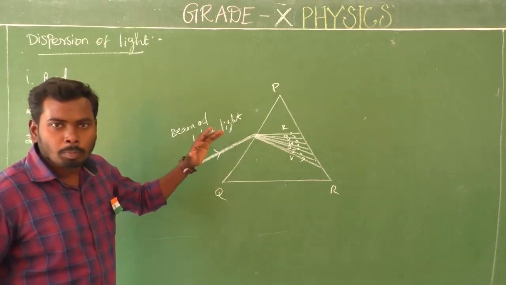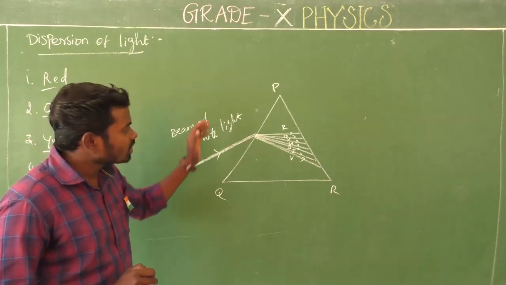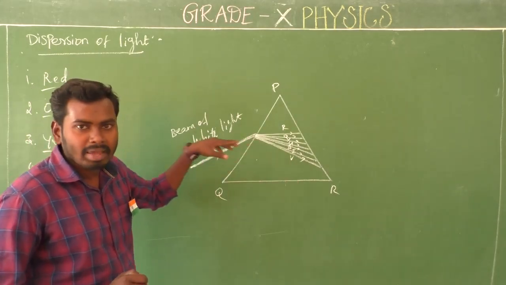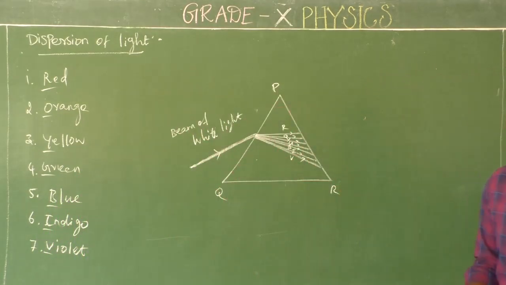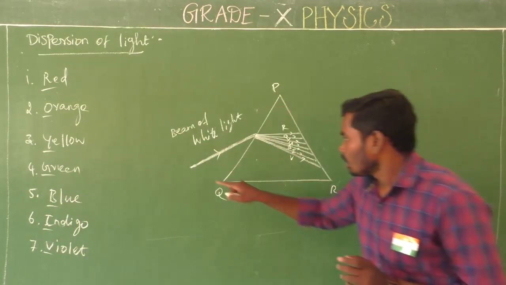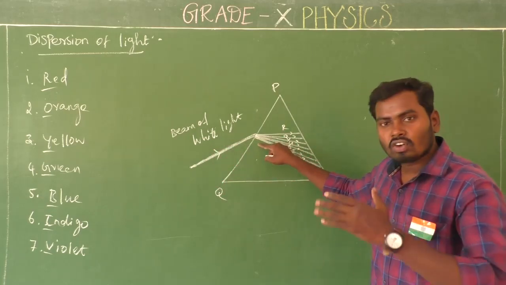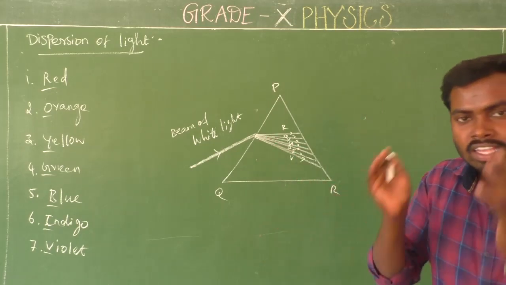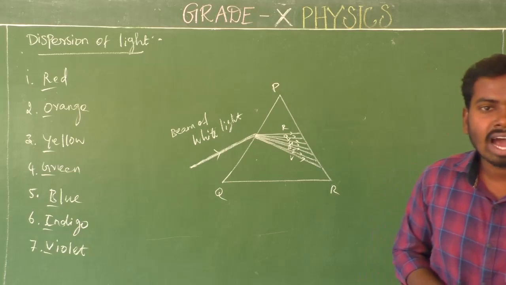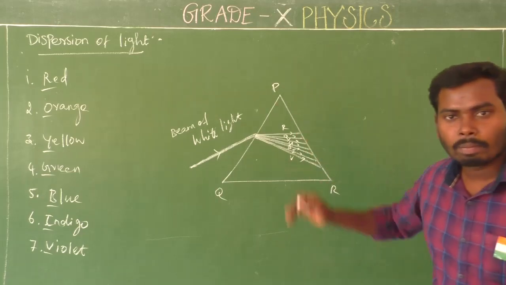This white light split into 7 colors and passing through a glass prism is called dispersion of light. This is called dispersion of light. Very simple. Look at here. So when a beam of white light falls on the surface of a glass prism, here the white light splitting into 7 constituent colors, that is called dispersion of light. Very easy. So this is a very important 3-mark question.